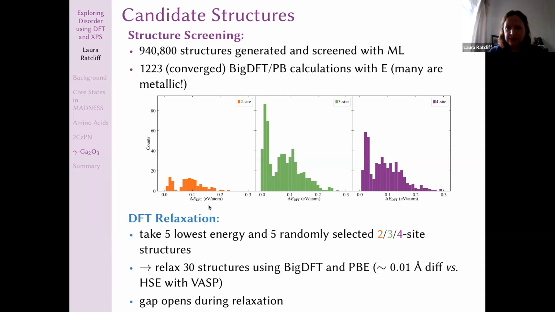Once we finally calculated these 1,200 DFT calculations, we took the 5 lowest energy 2-site, 3-site, and 4-site structures, and then as a benchmark comparison, we selected 5 2-site, 3-site, and 4-site structures randomly as well. The hope being that our lowest energy structures should give a better comparison to experiment than our randomly selected ones. So we then relaxed these 30 structures using DFT and PBE. This gives pretty similar structures to if we use, for example, a more expensive functional like HSE in the VASP code. And perhaps more reassuringly, for all of the structures, at least a band gap opened up during relaxation. In many cases, still rather smaller than we would like, but at least none of them were metallic after we relaxed them.